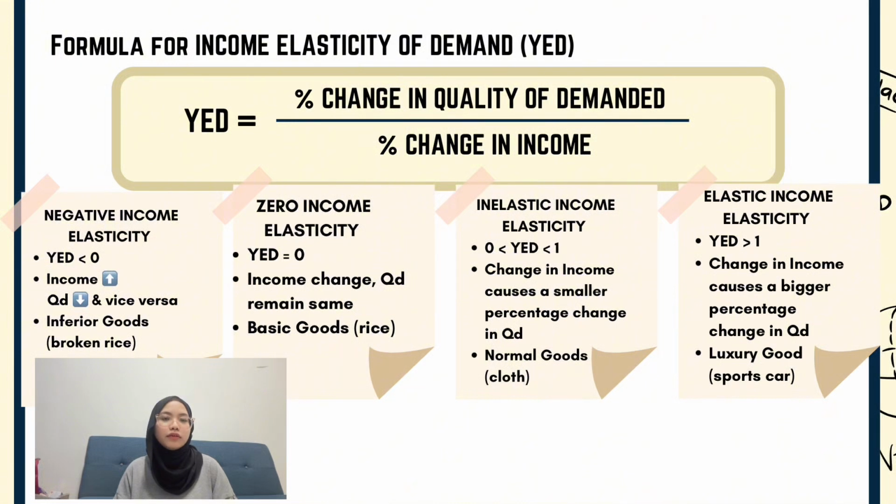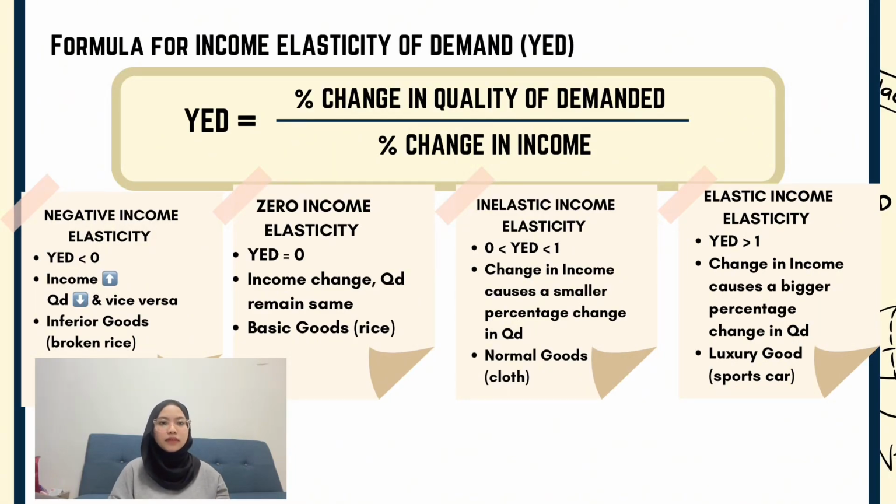People will continue buying these goods regardless of how much they earn. For example, rice. As for the third one, when YED is between 0 and 1, it becomes inelastic income elasticity. In this case, demand increases as income increases, but at a slower rate. The rise in income doesn't lead to a huge jump in demand.